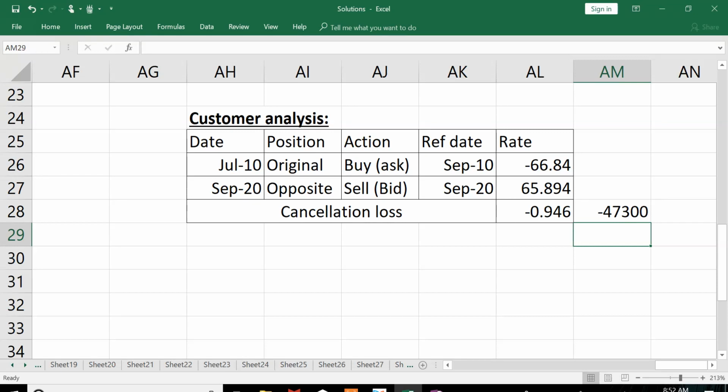So the banker will ask the customer to pay 47,300. First thing, the moment he appears, he has to pay 47,300.